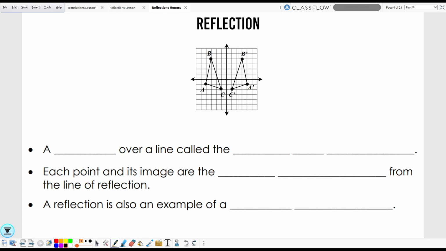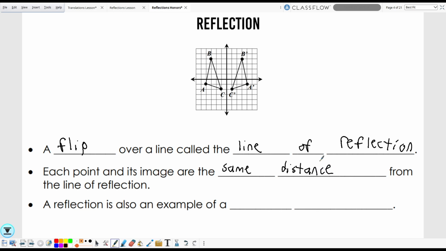What is a reflection? The common sense notion of it is that it's like a flip. It's a flip over a line called the line of reflection. Each point and its image are the same distance from the line of reflection. So we'll see what that looks like in a little bit.